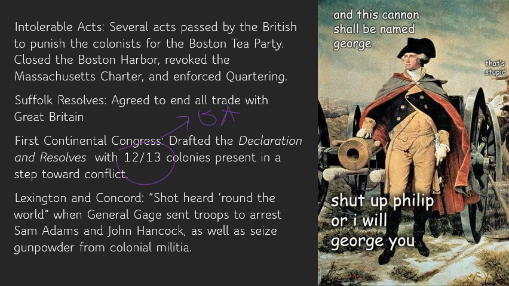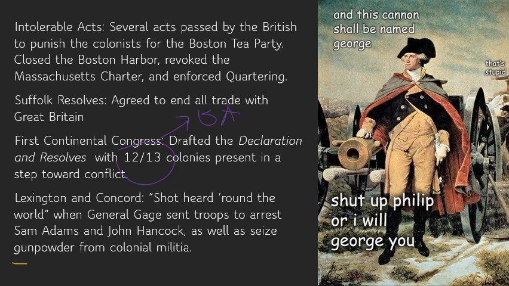What ends up happening, since the Massachusetts Charter has been revoked with the Intolerable Acts, they actually send a British royal governor. His name is General Gage. He comes in, and one of the first things that he's going to do is send troops to arrest Sam Adams and a guy named John Hancock, as well as seize gunpowder from the colonial militia.